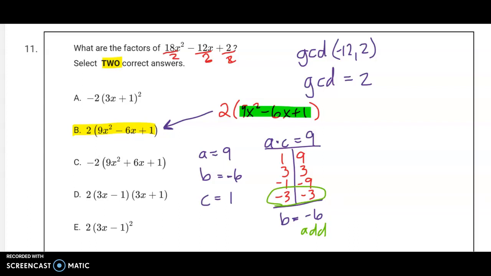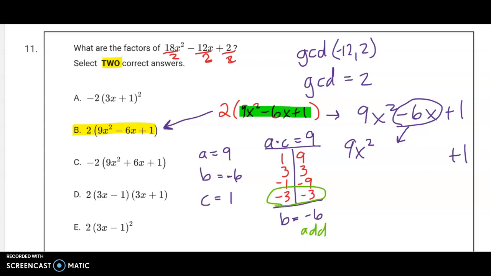Now, what do I do? What do I do next? This is usually the part where we get stuck. I'm going to rewrite that trinomial that's in the parentheses over here. 9x squared minus 6x plus 1. The first term, 9x squared, stays as it is. The last term, the 1, stays as it is. But the middle number, the negative 6x, splits. And we use these guys. Okay, negative 6 splits into negative 3 and negative 3. But it's negative 6x, which means it has to split into negative 3x and negative 3x.